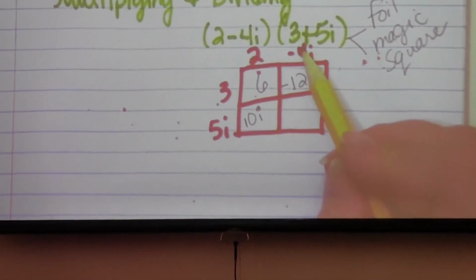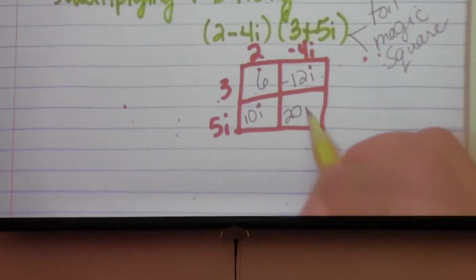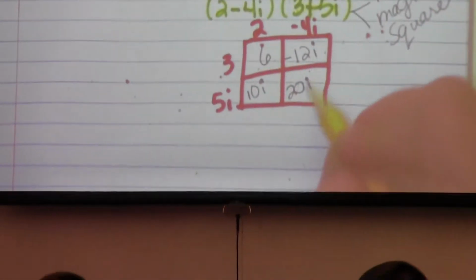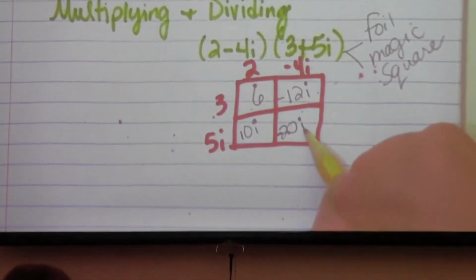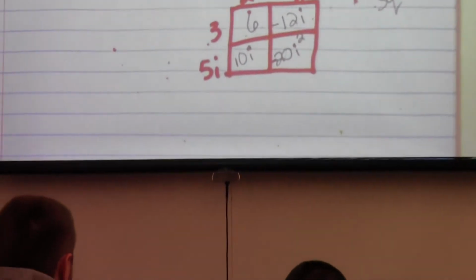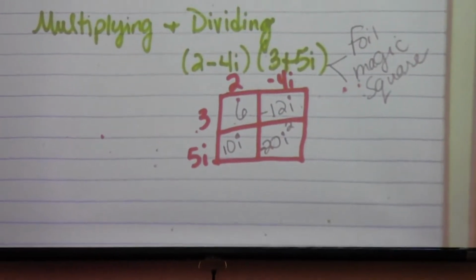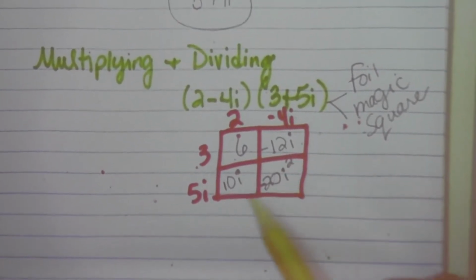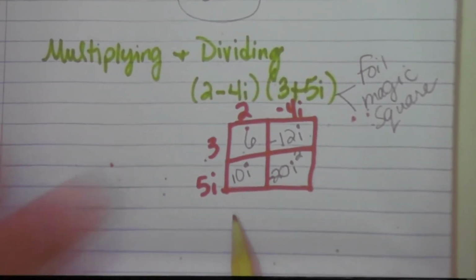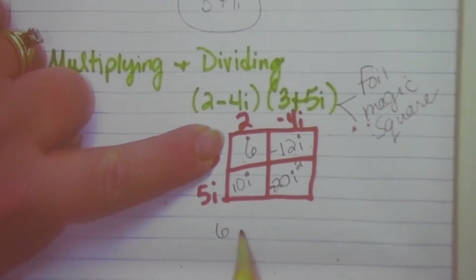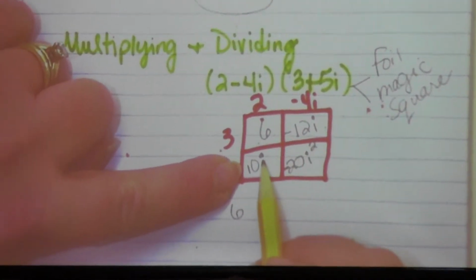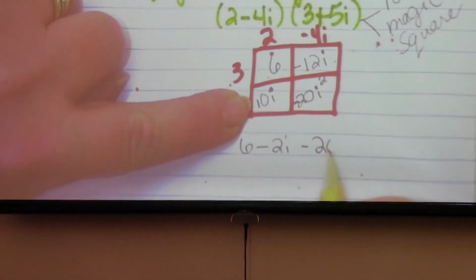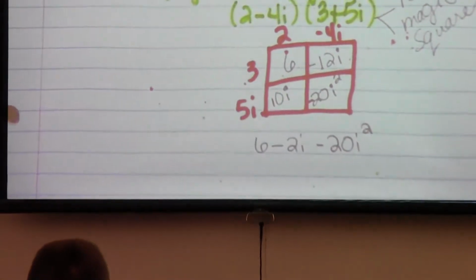And negative 4 times 5 is 20i to what power? Negative 20. Sorry, thank you. Negative 20i, and then I heard somebody say squared. And they were brilliant, because it is negative 20i squared. Because just like if this was x and x, x squared, i and i is i squared. So we're going to put this together to get 6. Negative 12 and positive 10 is going to give me negative 2i minus 20i squared.